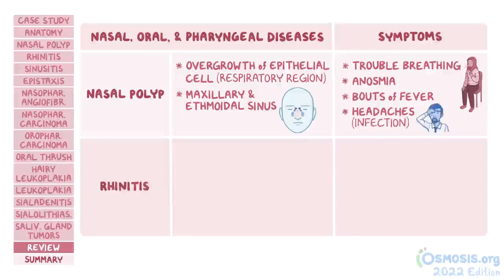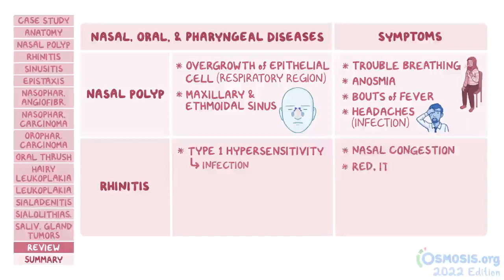Rhinitis is most commonly due to a type 1 hypersensitivity reaction, but can also be caused by infections. There's inflammation and fluid buildup, which leads to nasal congestion and red, itchy, swollen eyes with frequent bouts of sneezing, and in some cases, nose bleeding.